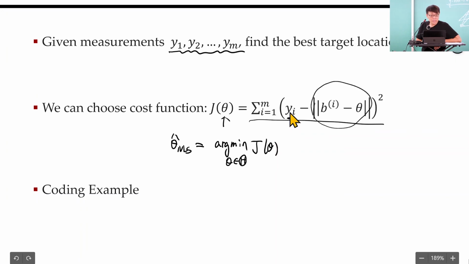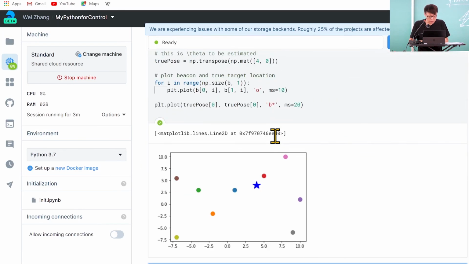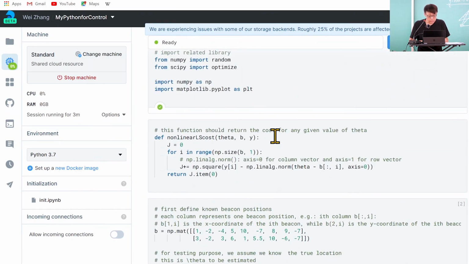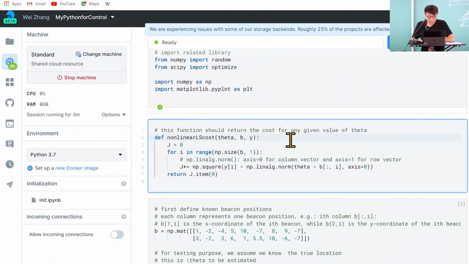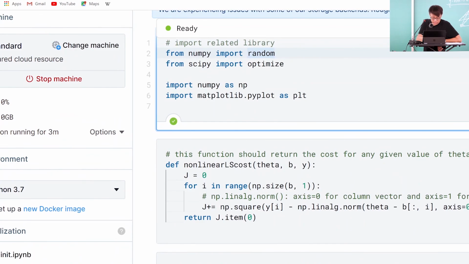Your measurement, in this case, is what you generated yourself for testing purposes, okay? And the model, if you give me a theta, I will tell you the true distance, okay? So I need to sum all of these error terms together. That will be my cost. This function is written here. Can you see it?